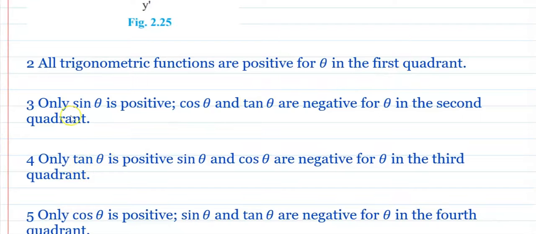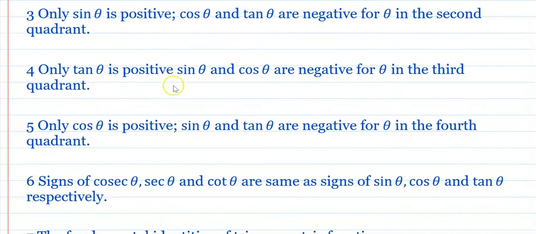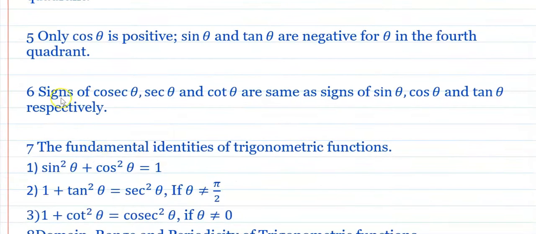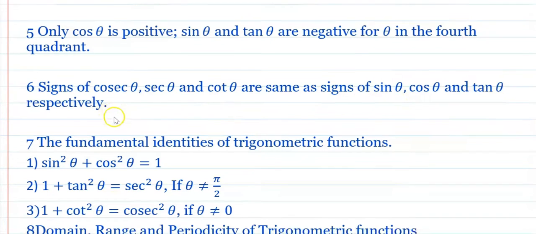Only sine is positive and cos and tan are negative for theta in the second quadrant. Only tan is positive and sin theta, cos theta are negative for theta in the third quadrant. Only cos is positive and sin theta, tan theta are negative for theta in the fourth quadrant. Signs of cosec, sec and cot are the same as sin theta, cos theta and tan theta respectively.